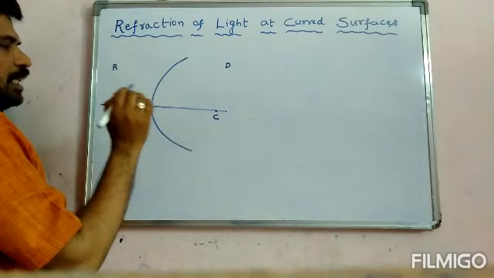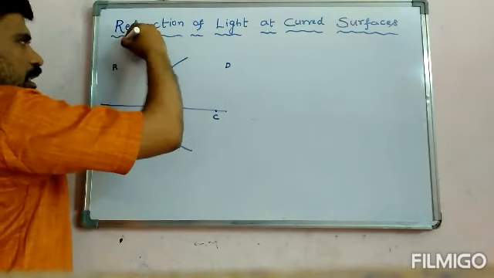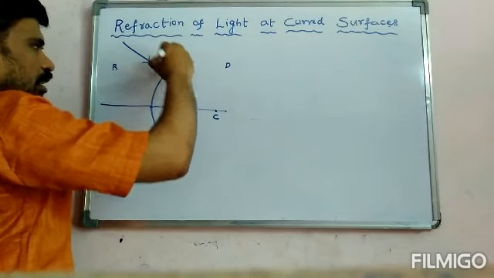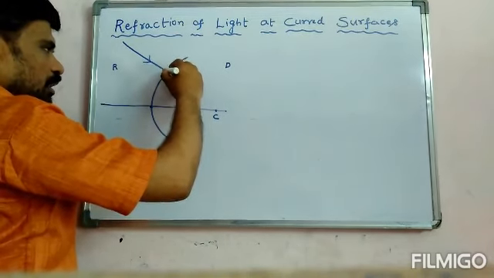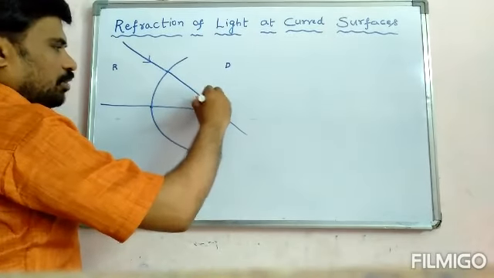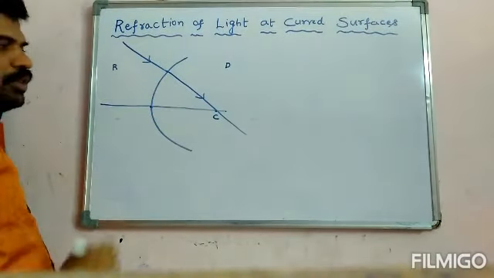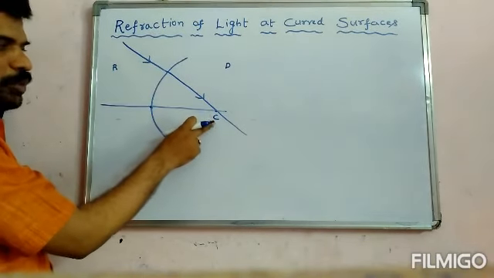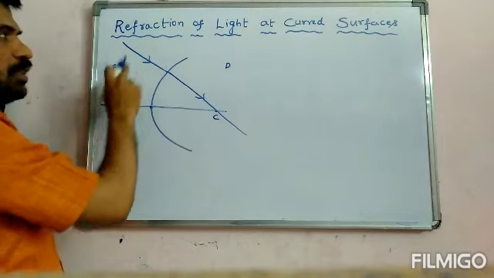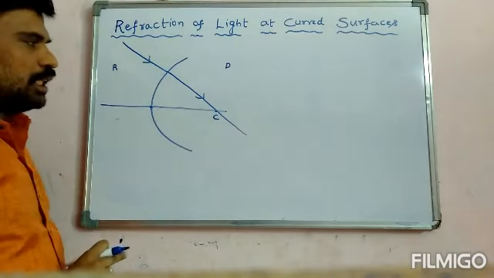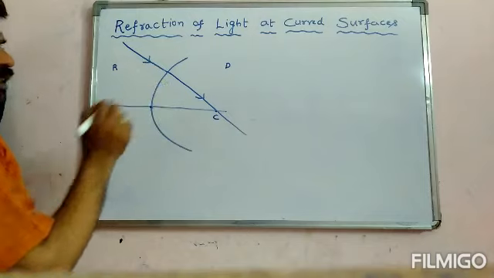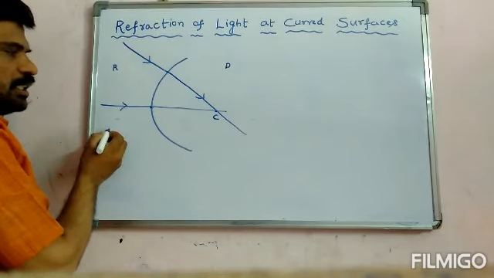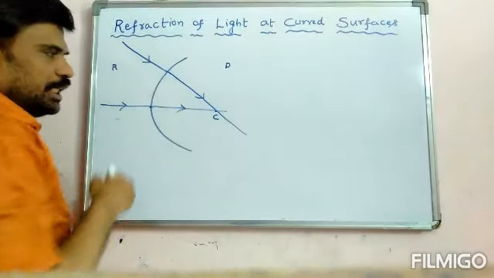If any light ray is incident in such a manner that it appears to be passing through the center of curvature, then after refraction we don't observe any deviation. Right. Next, another ray: any ray passing along the principal axis. Here also you don't observe any deviation.